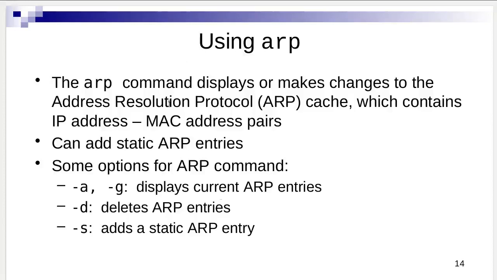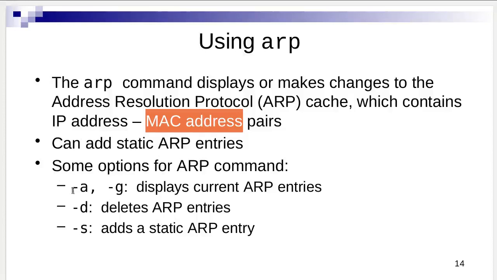So remember, ARP converts an IP address to a MAC address, and so this ARP cache will contain pairs of IP addresses and MAC addresses. So it's a way to check. You can search that table using an IP address for a desired MAC address. You can actually add entries to an ARP cache. You typically don't do that, but you can.